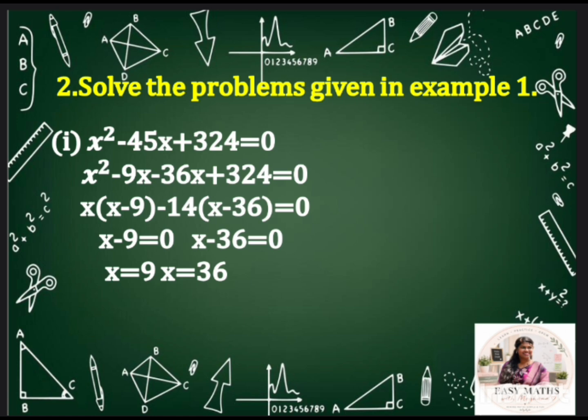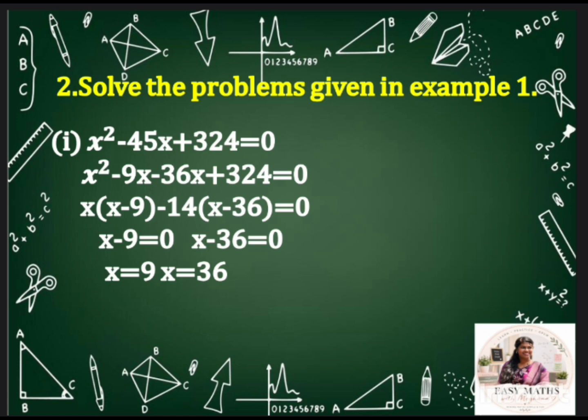In the first two terms, x square minus 9x, x is common. So I will write it in the brackets outside. Therefore, I can write x into x minus 9. In minus 36x plus 324, 36 is common. So I will write minus 36 into x minus 9 is equal to 0.